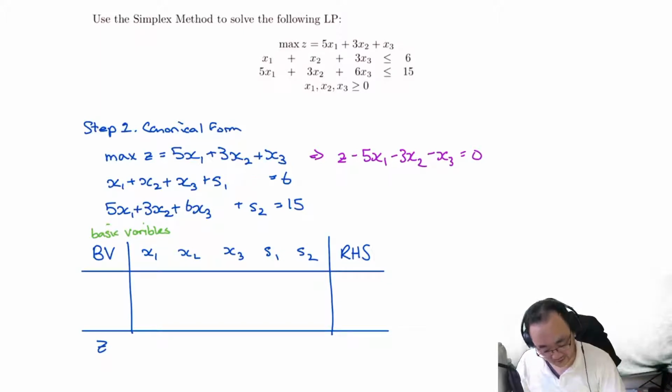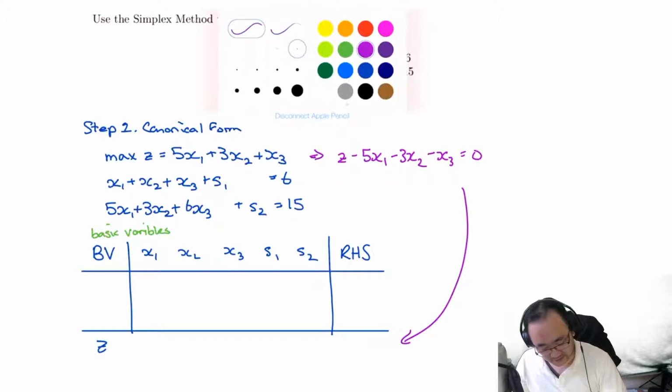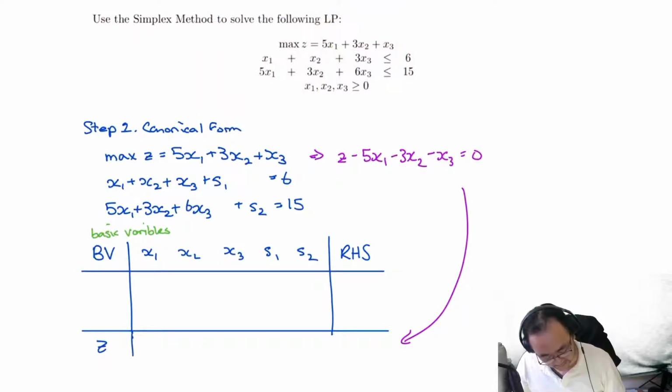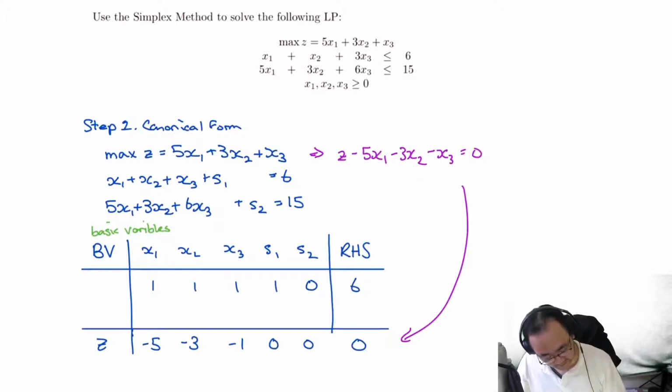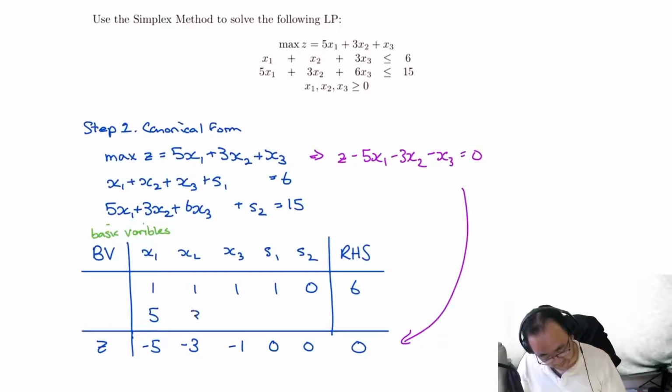So that's going to go down to the bottom, and then we're just going to take the coefficients. What that becomes is minus 5 in the x1 column, minus 3, and then minus 1. It has no s1 or s2, so those two are going to be 0, and the right hand side is going to be equal to 0. Now the constraints we can put in as is. So the first constraint is going to be x1, x2, x3, and then 1 s1, 0 s2. The right hand side is equal to 6. And then for the second constraint, it's going to be 5x1, 3x2, 6x3. There's no s1, and there's 1 s2, and it's going to be equal to 15.